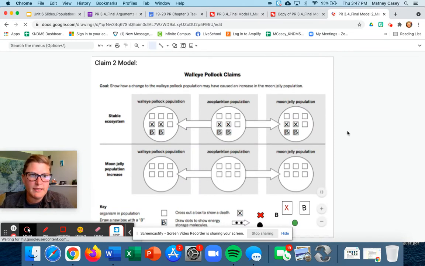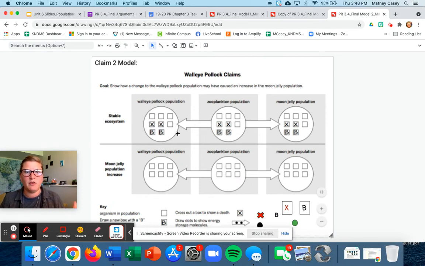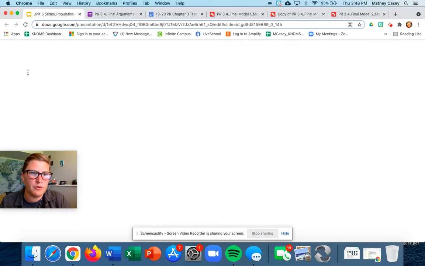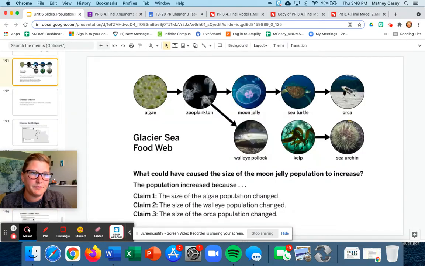Claim 2 model is saying, show how a change in the walleye pollock population may have caused an increase in the moon jelly population. Okay, so you're doing the same thing that I just modeled for you in the first one, but now you're thinking about what would happen to the walleye pollock population and the zooplankton and the moon jellies. Notice the arrows are going towards the energy flow because the walleye pollock and the moon jellies are both competing for that zooplankton. If you don't know what I'm talking about, I will show you that ecosystem again.